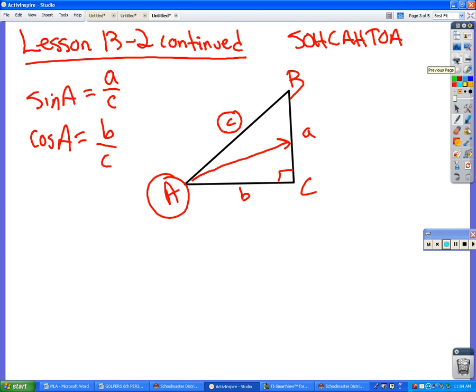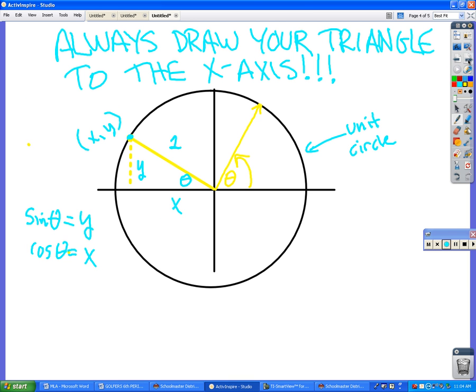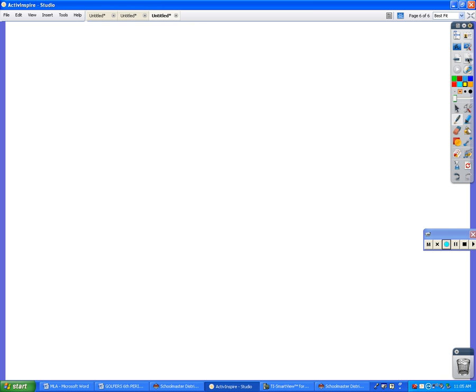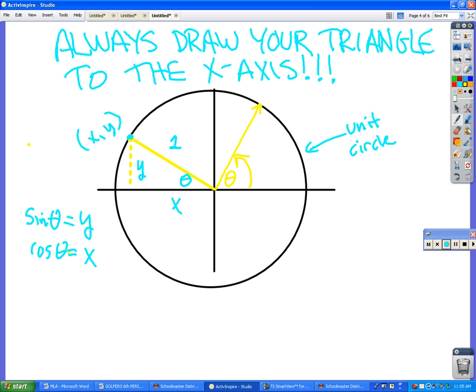We don't have to worry about that. I was just trying to refresh your memory, review this with you so you understood the opposite over hypotenuse thing. But we're going to be applying it to a coordinate system, so you don't need to worry about A, B, and C. You have to worry about x and y. So cosine is the adjacent side of the right triangle over the hypotenuse, and sine is the opposite side over the hypotenuse. Sine is opposite over hypotenuse.